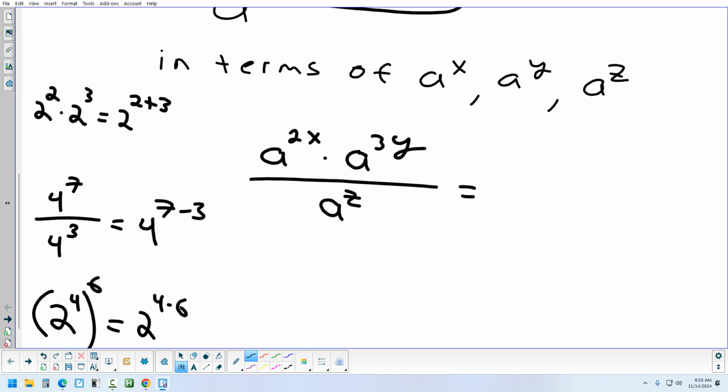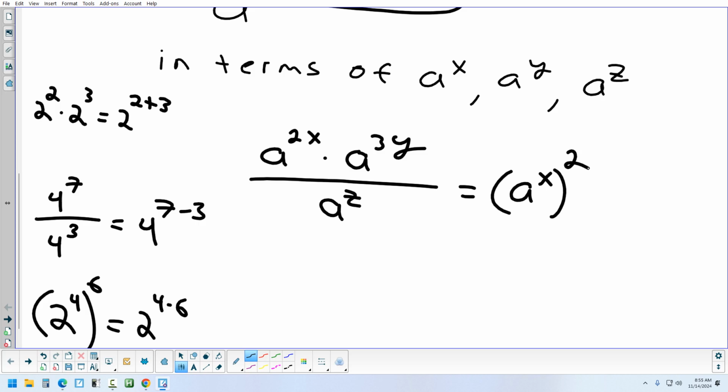Okay, so there's 3 very basic rules we learned in Algebra 1. We're just applying some of those now to this problem, and it has variables. So let's start with a to the 2x. How could you rewrite a to the 2x in terms of a to the x? What could you do with a to the x to turn it into a to the 2x? Yep. A to the x to the 2. Perfect. A to the x squared.